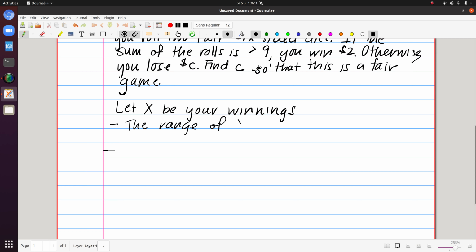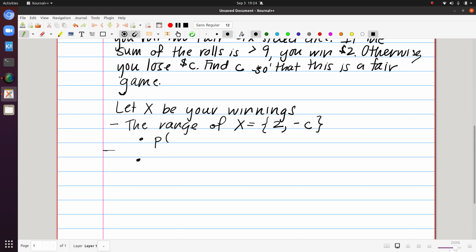So the range of X being my winnings, we see there are two possibilities after playing this game once. I can either win $2 or lose C dollars. In order to reflect a loss, I'm going to put in a minus sign for C. So then for the mass density function, I need to be able to find the probability of each of these things.